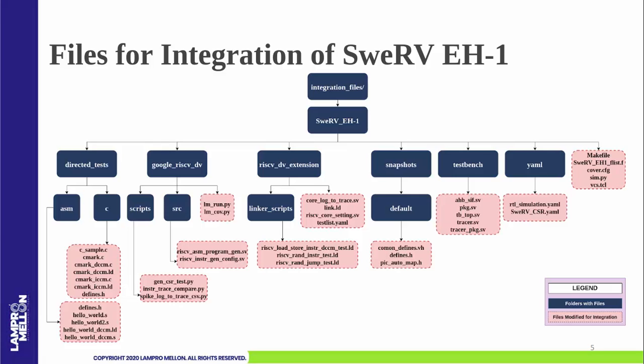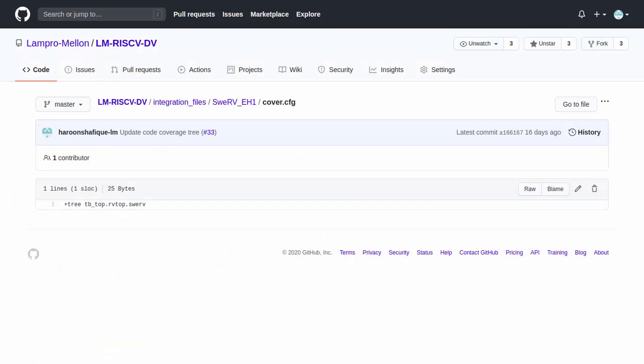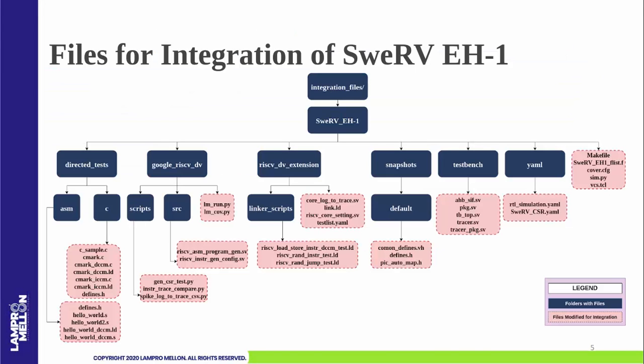And then we have two files, one of which is cover.config, which is used for defining the top level tree for code coverage, and vcs.tcl is a Tcl script used for dumping waves. Both of these files are also used by RTL simulation.yaml. And in the end we have the makefile, and it is a single file for running the whole flow.